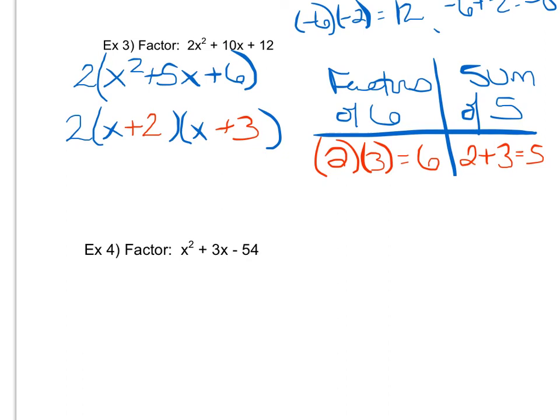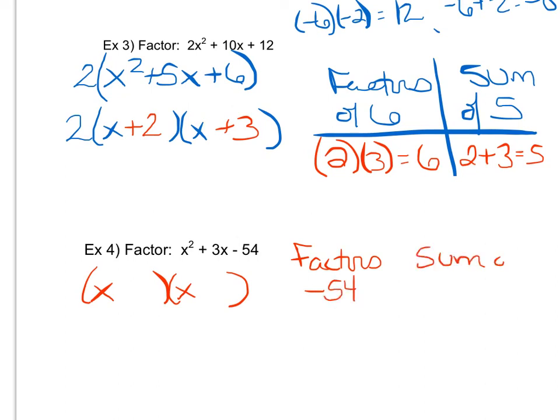Okay, now that you've had a chance to do that, I'm going to go ahead and first ask myself, do I have a GCF? I do not have a GCF for all three terms. I also do not have binomial minus binomial. I do, however, have a trinomial with a coefficient of 1 on my x squared term. So I'm going to go ahead and set up x in the front of each set of parentheses, and I'm going to do factors of negative 54. Don't forget the sign belongs to the number with a sum of 3.